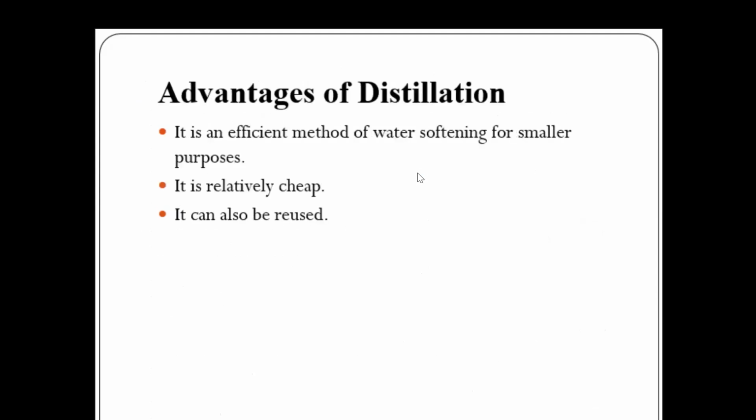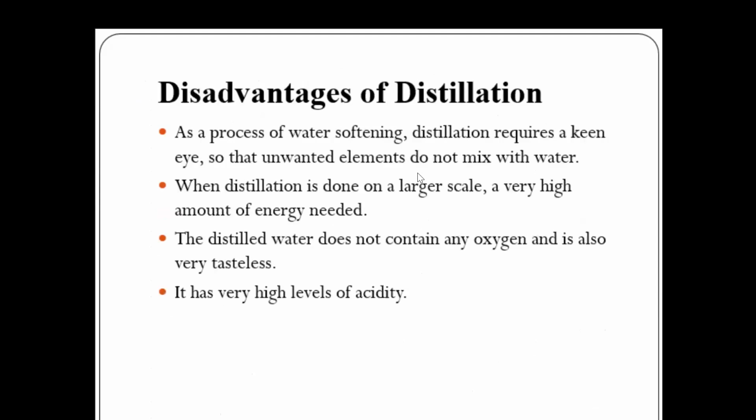The advantage of distillation is that it is an efficient method of water softening for a smaller purpose. It is relatively cheap, and it can also be reused. The disadvantage: as a process of water softening, distillation requires a keen eye so that unwanted elements do not mix with water. When distillation is done at a larger scale, a very high amount of energy is needed. So if you want to distill a large amount, a high amount of energy is needed. So these are the drawbacks, and unwanted elements may mix with water.